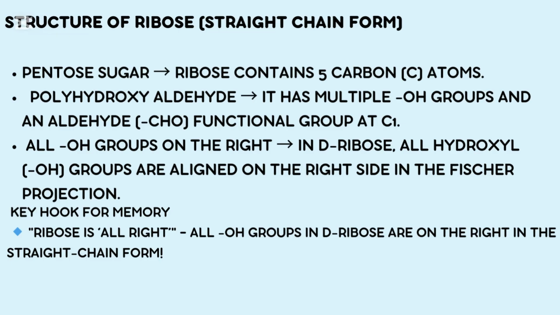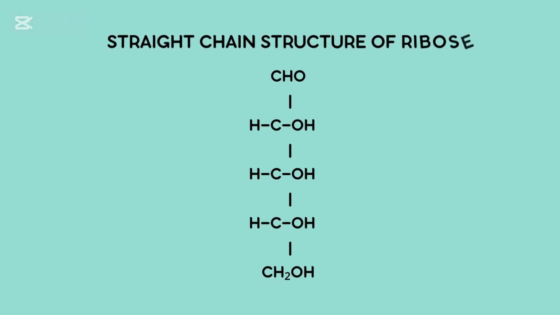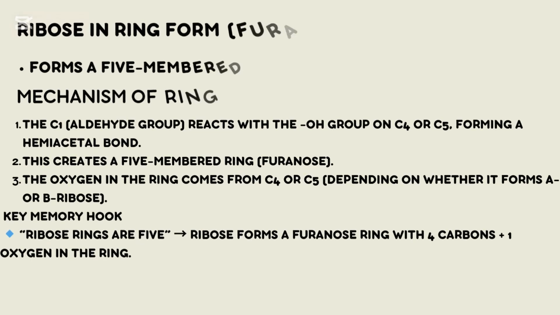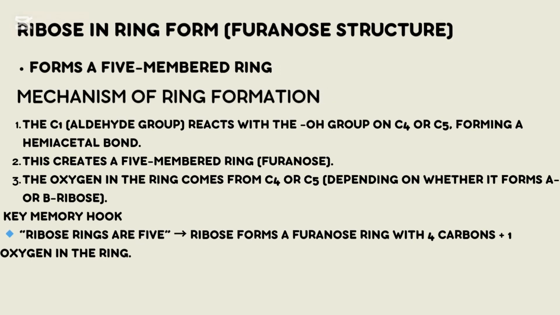Key hook for memory: Ribose is all right. All OH groups in D-ribose are on the right in the straight chain form. Ribose in ring form, furanose structure. It forms a 5-membered ring. Ribose forms a furanose ring, a 5-membered cyclic structure, when it undergoes intramolecular cyclization.